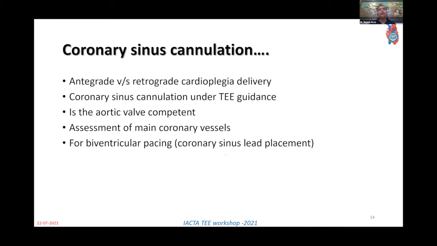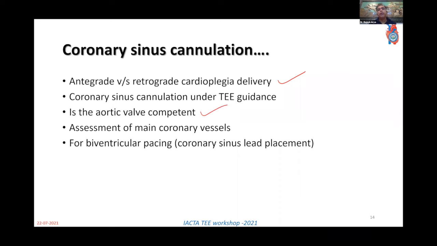Next comes the coronary sinus cannulation. We do coronary sinus cannulation many times because there are some coronary patients where we need to give retrograde cardioplegia, or there is aortic regurgitation. Again, we have to give retrograde cardioplegia, or there is minimally invasive cardiac surgery. The surgeons sometimes prefer to give retrograde cardioplegia rather than cannulating the proximal aorta. So coronary sinus cannulation under TEE guidance is quite easy. The surgeon is going blindly towards the coronary sinus, and the TEE can guide the coronary sinus cannula towards the opening, and then we can confirm whether it is properly placed or not.